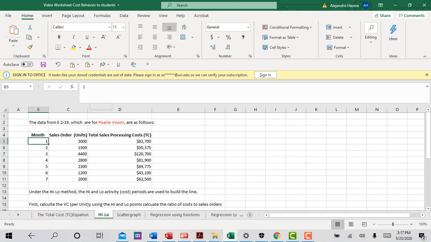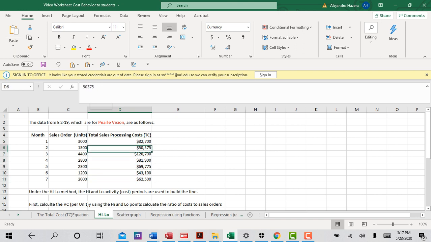Through these months, you've recorded these levels of sales in units: 3,000, 1,500, 4,400, 2,800, 2,300, 1,200, 2,000. These are all units, I guess eyeglasses. And with those sales, you've noticed your accounting department has recorded these differing levels of cost here.